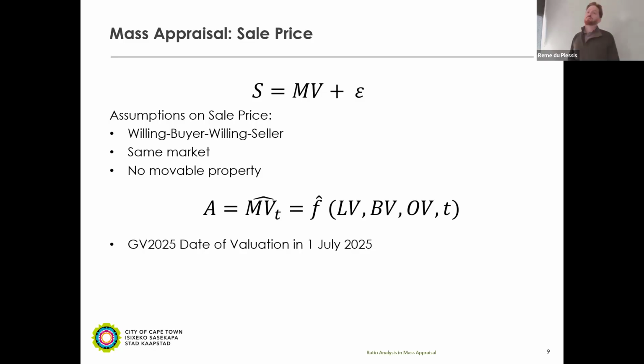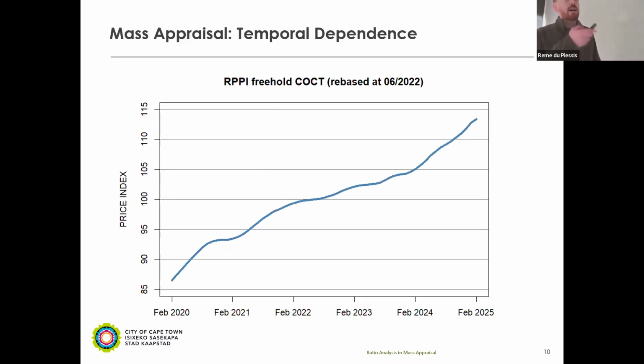There is a very strong temporal dependency in the data. Here I just took the residential property price index for the freehold properties in the city of Cape Town from Stats SA, and I rebased it around our valuation date. So that is where you have your price index at 100, and there is about a 13% increase in prices over that period for this type of property in Cape Town. So this needs to be adjusted for.